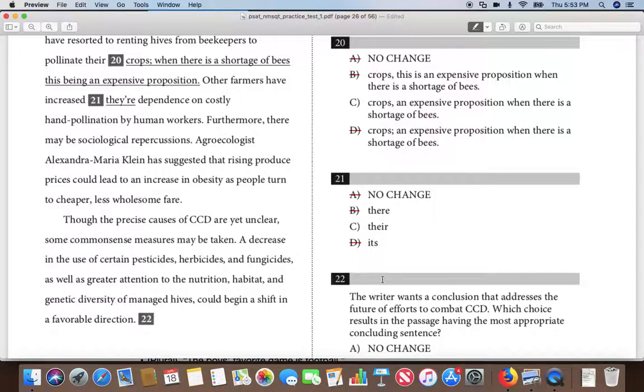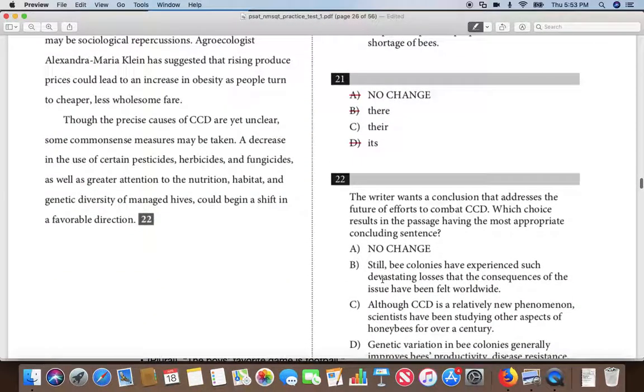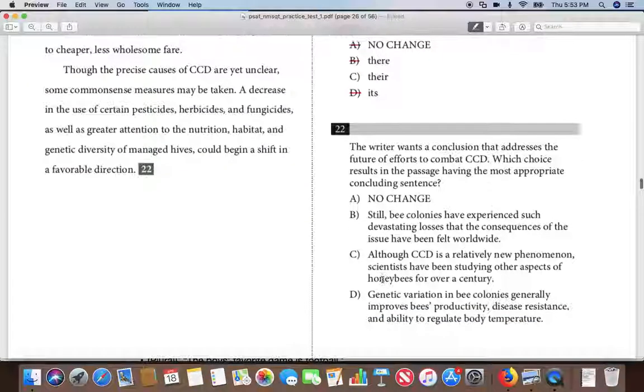Though the precise causes of CCD are yet unclear, some common sense measures may be taken. A decrease in the use of certain pesticides, herbicides, and fungicides, as well as greater attention to the nutrition, habitat, and genetic diversity of the managed hives, could begin a shift in a favorable direction. Excellent. Okay, great. Now go ahead and read question number 22.